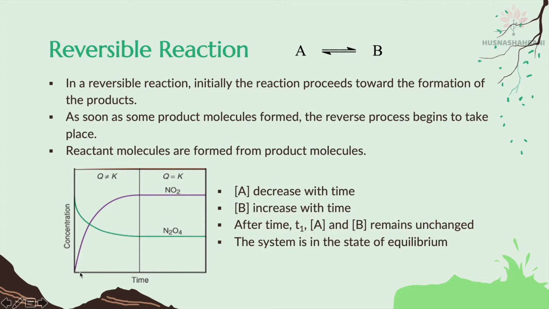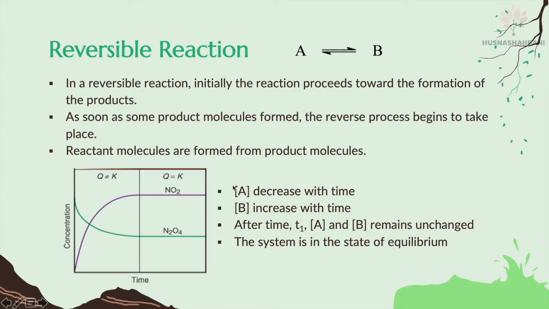For example, here is a graph of concentration against time. This is the concentration of reactant A; the square bracket means concentration, and it decreases with time. Initially, we have the concentration of A. Let's say our A is N2O4. Initially, we have the concentration of the reactant, and initially we have zero concentration of the product. Let's say our product is NO2. So we have a certain concentration of reactant, and we have no product initially.